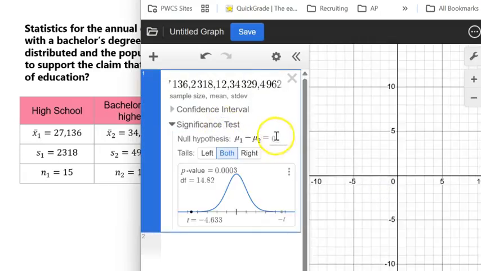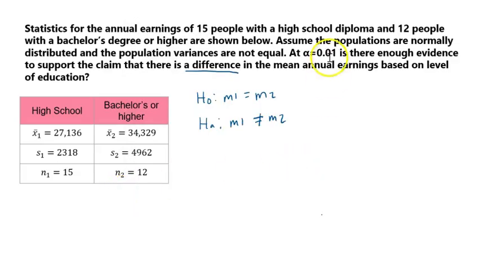We don't change this, we keep it at 0. And then because our alternative is not equal to, we're going to keep the tails at both. So our p-value is 0.0003. So our sentence, that is less than 0.01. So because the p-value is less than alpha, we reject the null hypothesis. We do have enough evidence to support the claim that there is a difference in the mean annual earnings based on level of education. All right, and that's how we do 2 sample tests for difference of means.